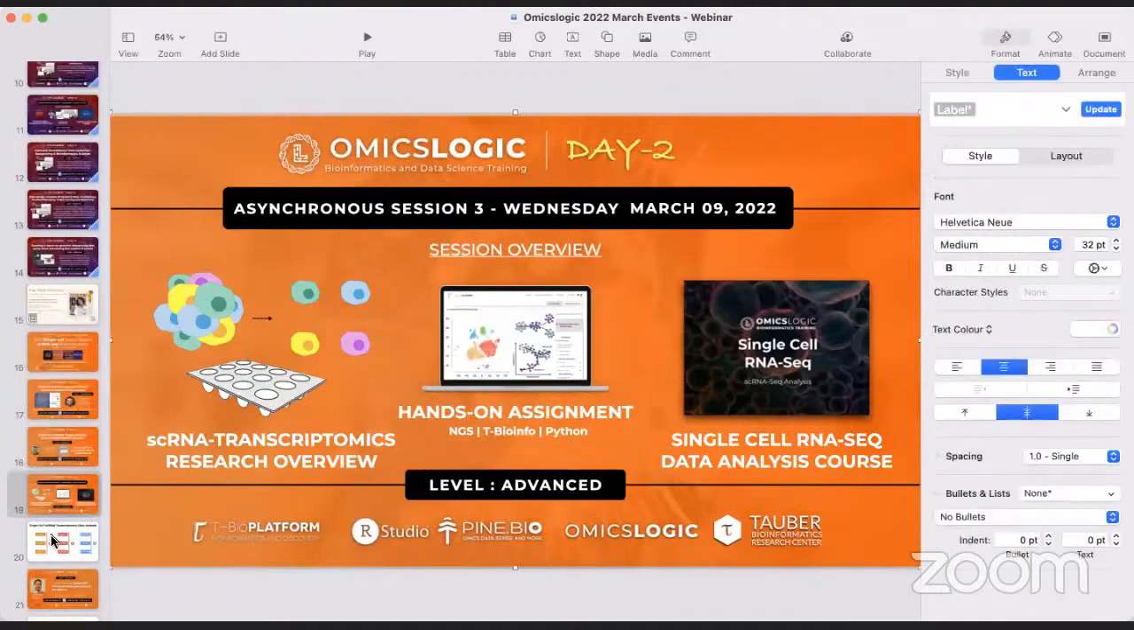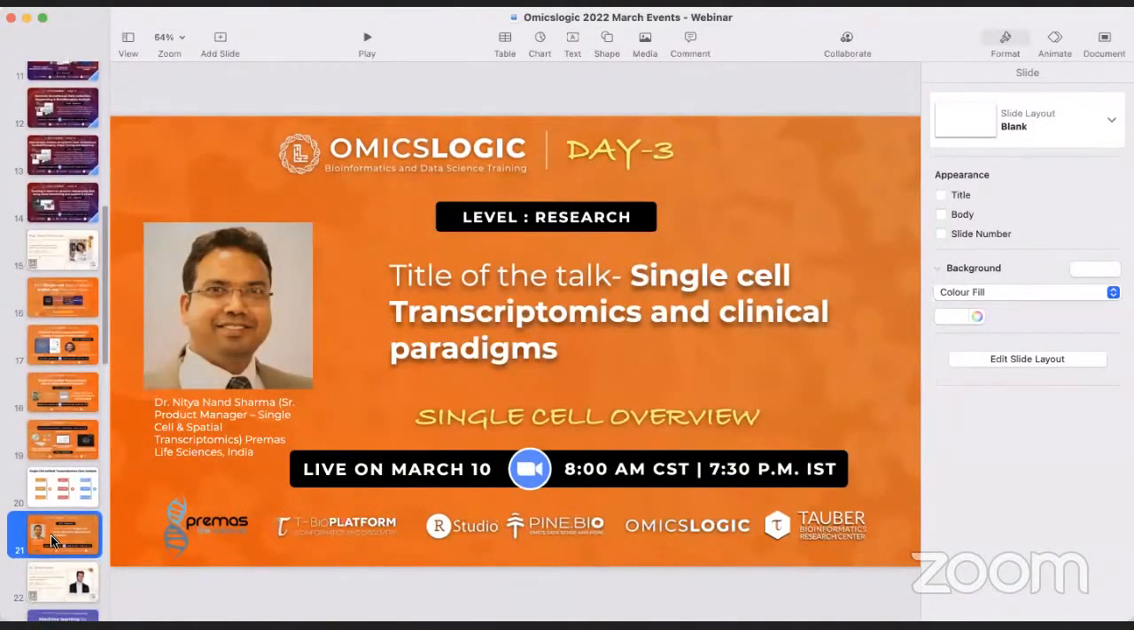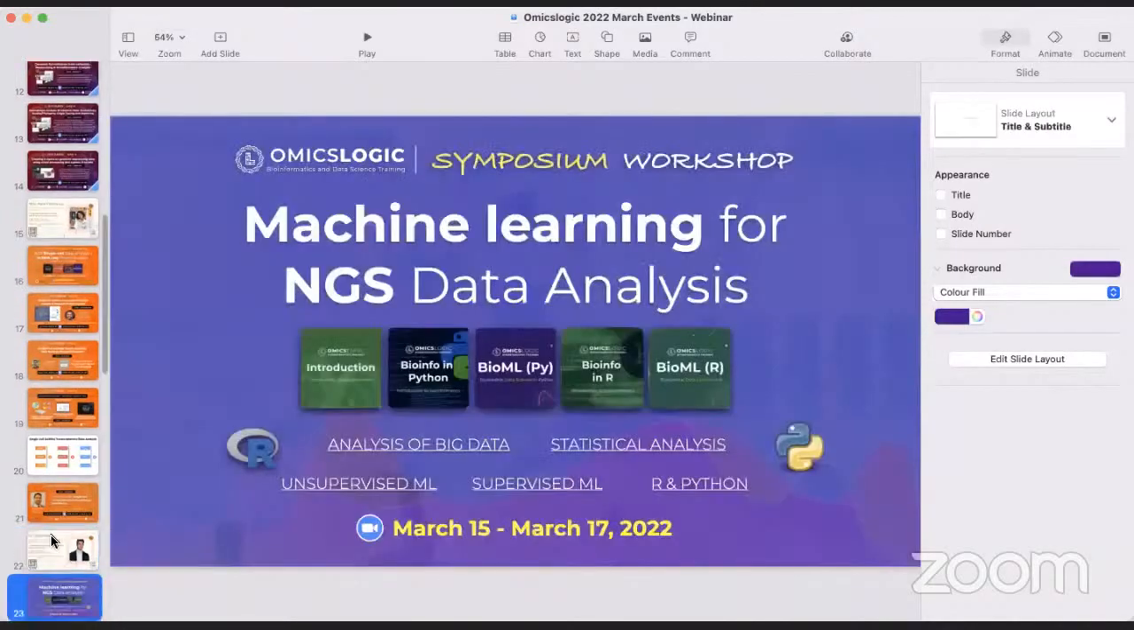And after that, we have day 3, where we have an expert talk to summarize and understand where we are with single cell transcriptomics and its application in clinic. Followed by that, we will be moving to machine learning and data science. So after understanding the data, from pre-processing to cleaning the data, now we are integrating and analyzing the data using machine learning methods.